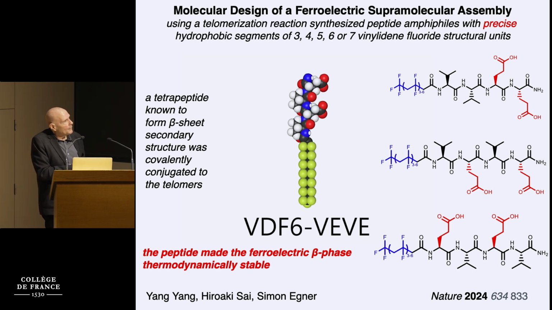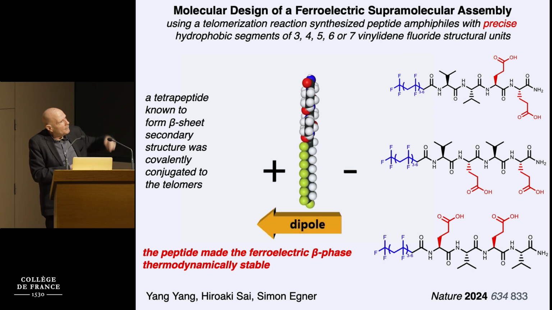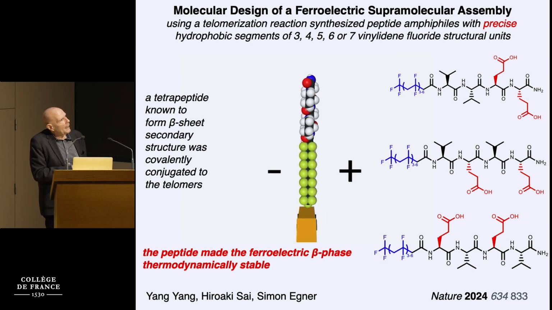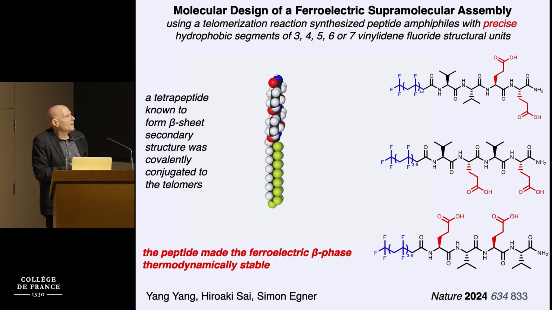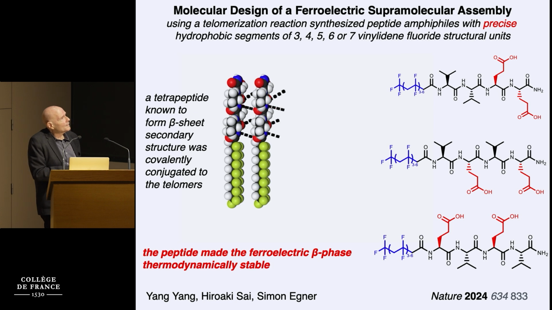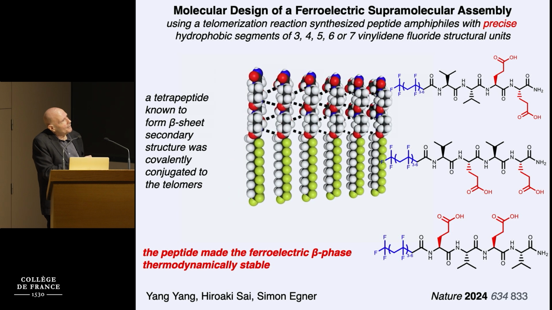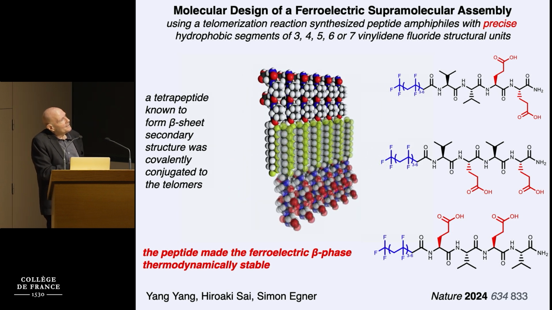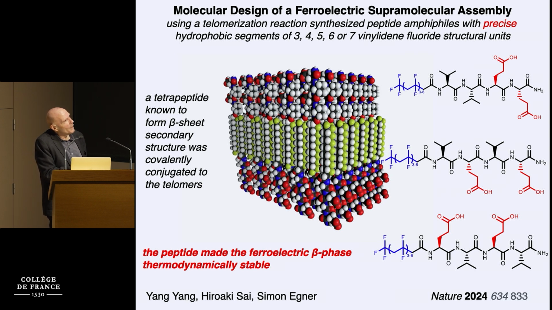And this molecule that you see here then is a peptide, 4 amino acids, and then instead of an alkyl tail, it's a vinylidene fluoride tail, and it has a dipole moment. And so it basically assembles and makes ribbons and fibrils depending on sequences. And the hydrogen bonding established by the beta sheets here somehow stabilize the all-trans conformation of the vinylidene fluoride and then makes a ferroelectric material.